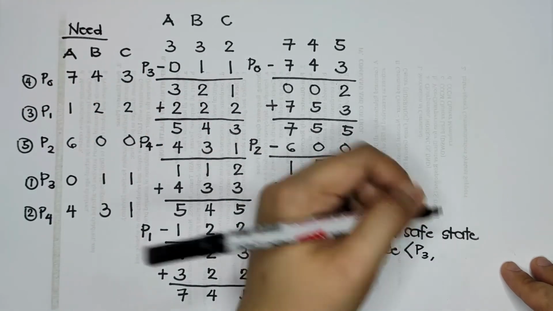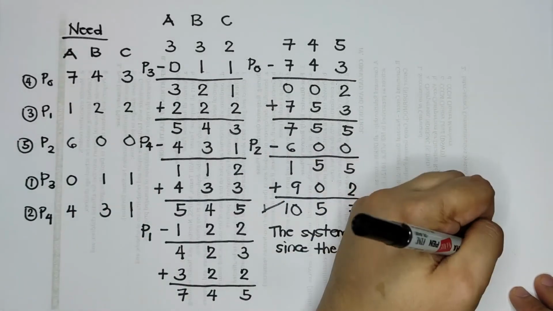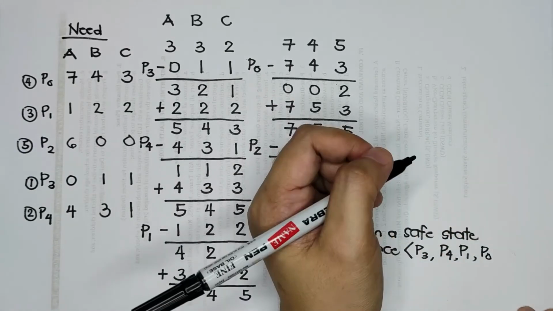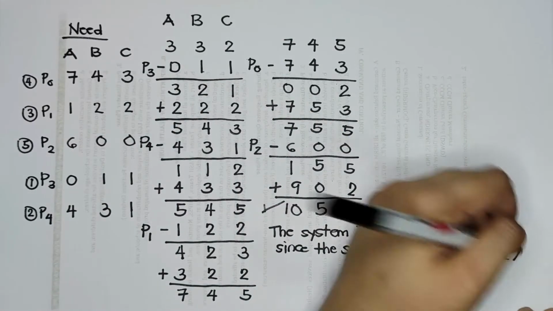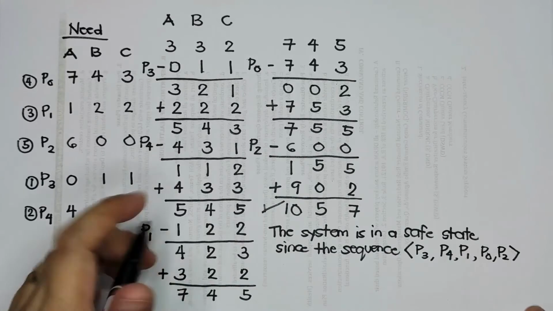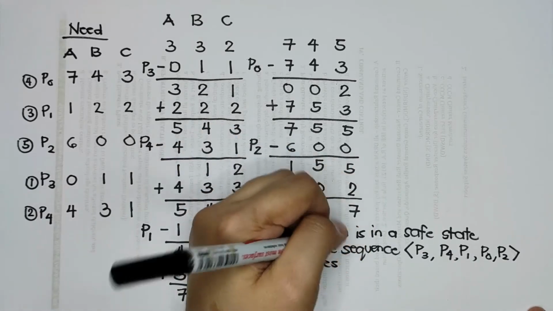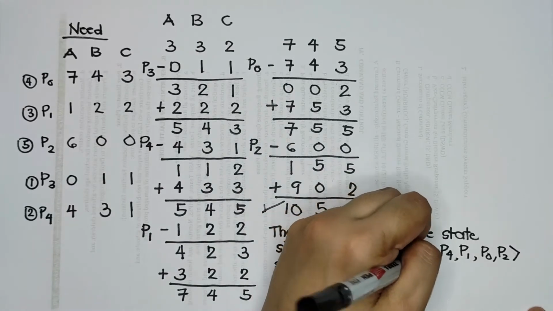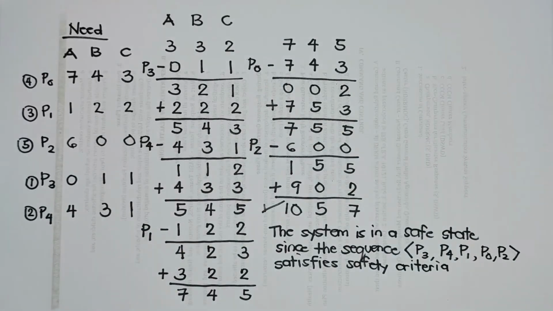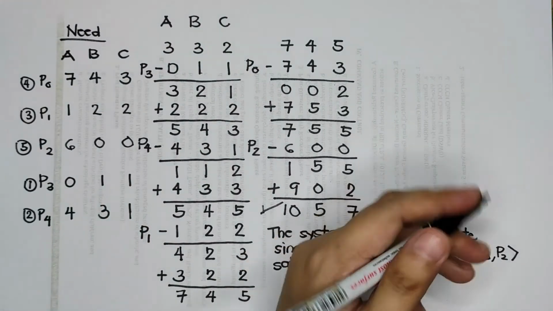So, P sub 3, P sub 4, P sub 1, P sub 0, and then P sub 2. Okay. Satisfies safety criteria. Okay. So, the system is in a safe state since the sequence P sub 3, P sub 4, P sub 1, P sub 0, and P sub 2 satisfies safety criteria.